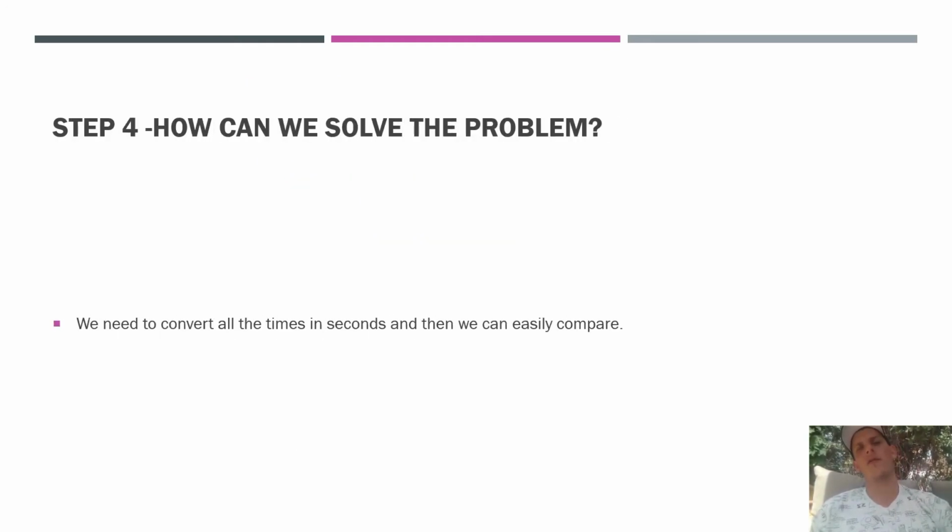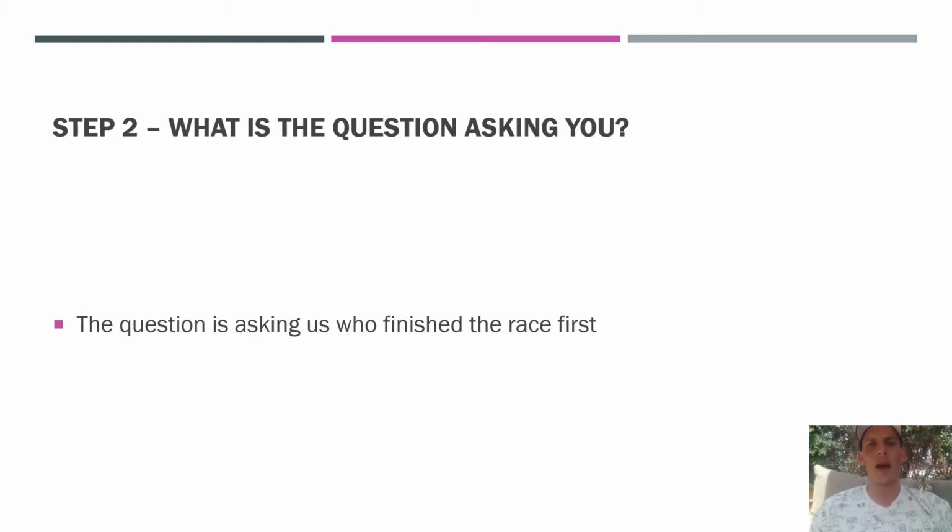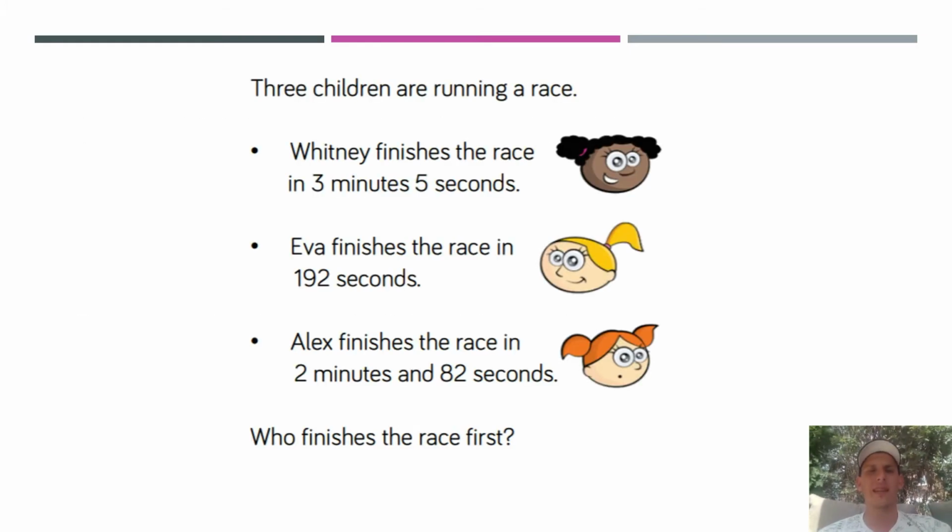Right? So, step 4 is how can we solve the problem? We can solve the problem by converting all the times into seconds, and then we can easily compare. What I'm basically suggesting here is that we turn this into seconds, these are already in seconds, and turn this into seconds. And once they're all in seconds, it will be easy to compare.